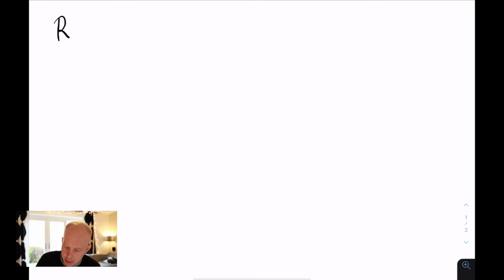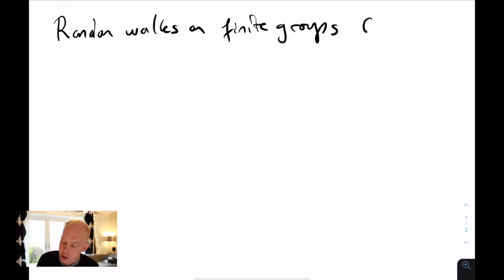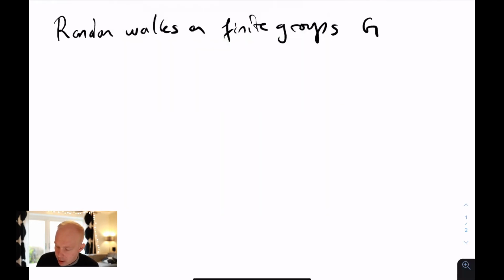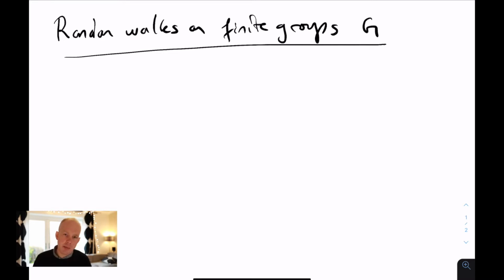So let me begin the process of what you need to do in the basic setting. This is about random walks on finite groups G. That's the setting we want to consider here. We can do a lot of the similar theory that we've done in the Z_p. So first of all, let's see what the setting is.